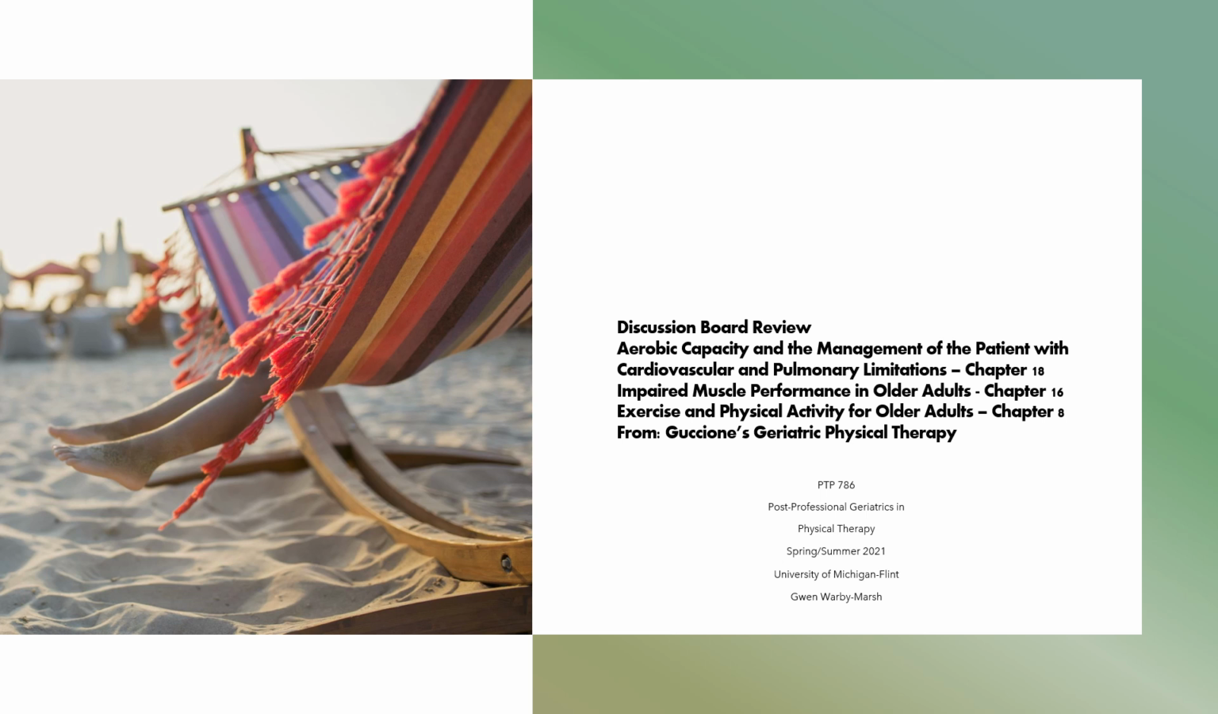We did chapters 18, 16, and 8. Just a little highlight. Chapter 18 covered the factors that affect aerobic capacity in our older adults, the results that occur from cardiovascular and pulmonary disease, and the role of the physical therapist there. Chapter 16 was consequences associated with sarcopenia and the way that PTs can help. And Chapter 8 discussed the role of physical activity and exercise and sedentary life and how we can engage the older population.